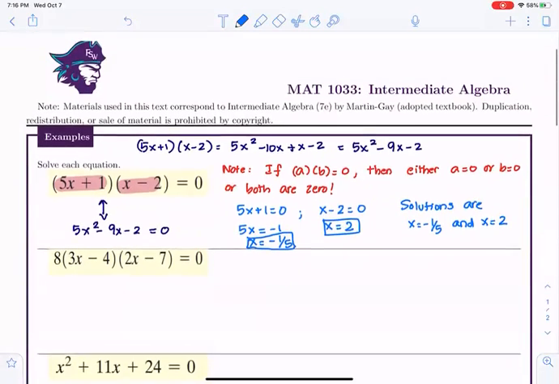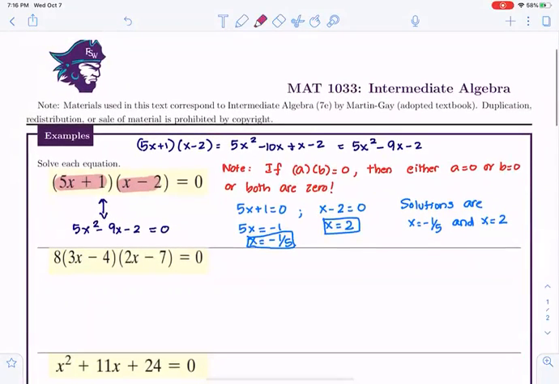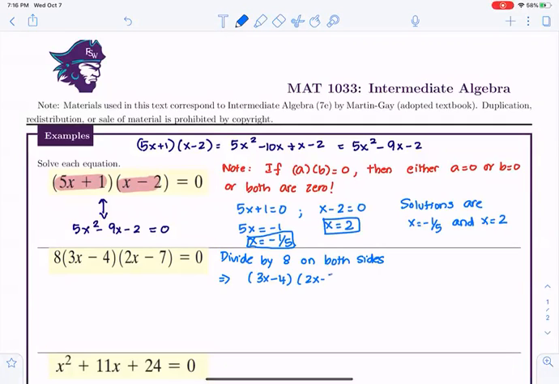So we have another factored version here, and we have an 8 up front. So that 8 doesn't mean anything because there is no x term. So to start, we're going to divide by 8 on both sides. Which would imply 3x minus 4 multiplied by 2x minus 7 would equal 0 over 8. 0 over 8 is simply 0.